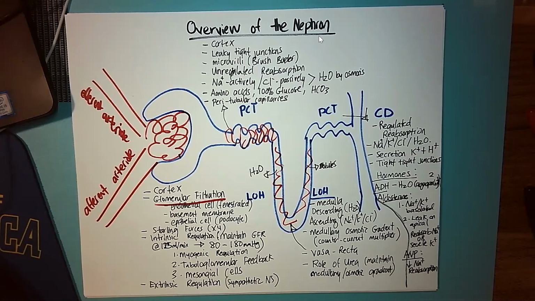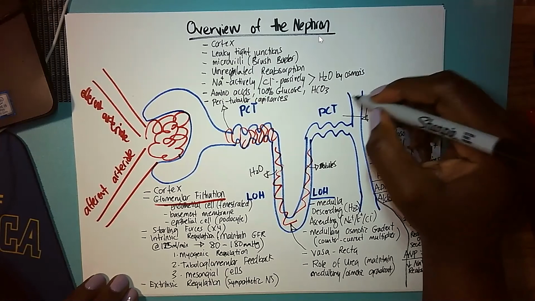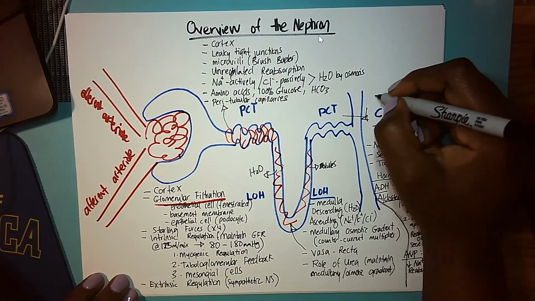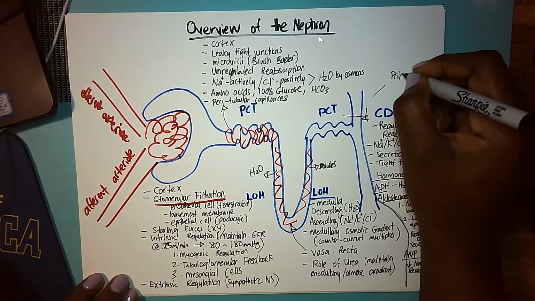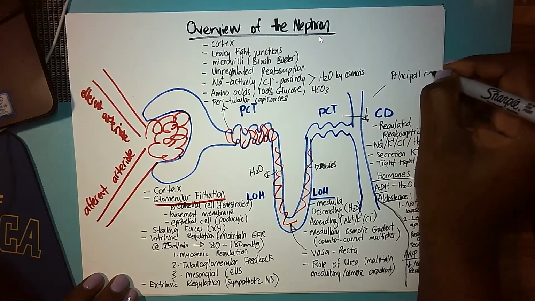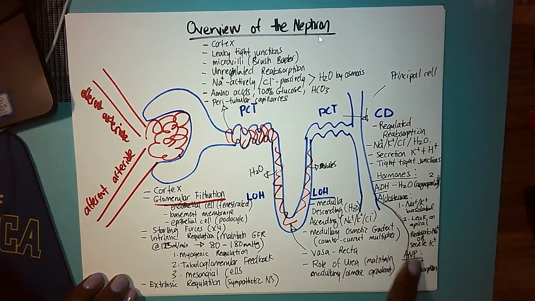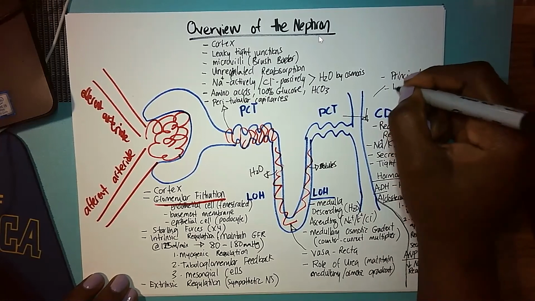Oh, let's add here the names of the cells. Remember in the distal tubule and the collecting duct, the names of the cells here were the principal cell. These are the cells that these hormones are acting on. And then we also have intercalated cells.